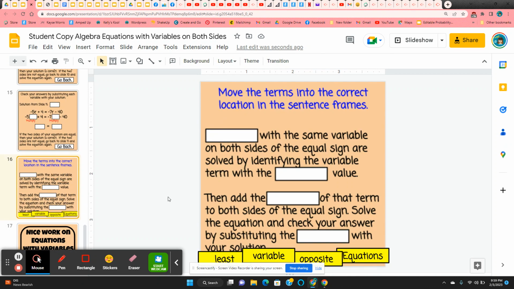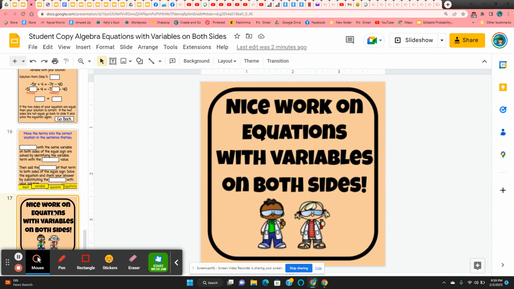And then on the final slide, they're going to click and hold on these different terms. They're going to move them into the correct place in the sentence frames. And that is solving equations with variables on both sides.